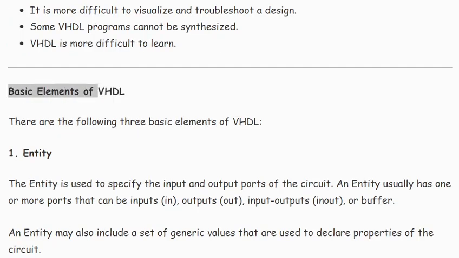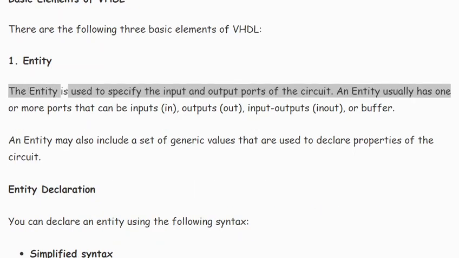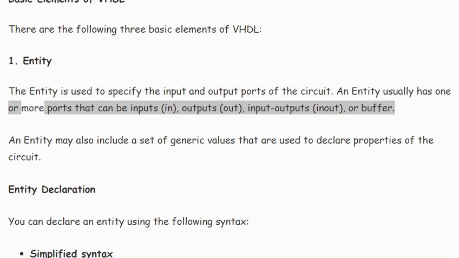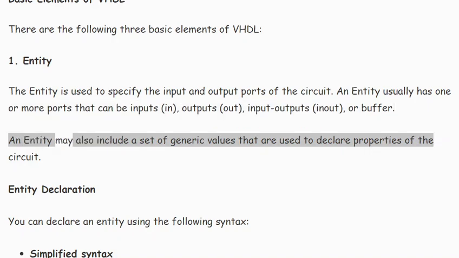Basic elements of VHDL. There are the following three basic elements of VHDL. 1. Entity. The entity is used to specify the input and output ports of the circuit. An entity usually has one or more ports that can be inputs, in; outputs, out; input outputs, inout; or buffer. An entity may also include a set of generic values that are used to declare properties of the circuit.